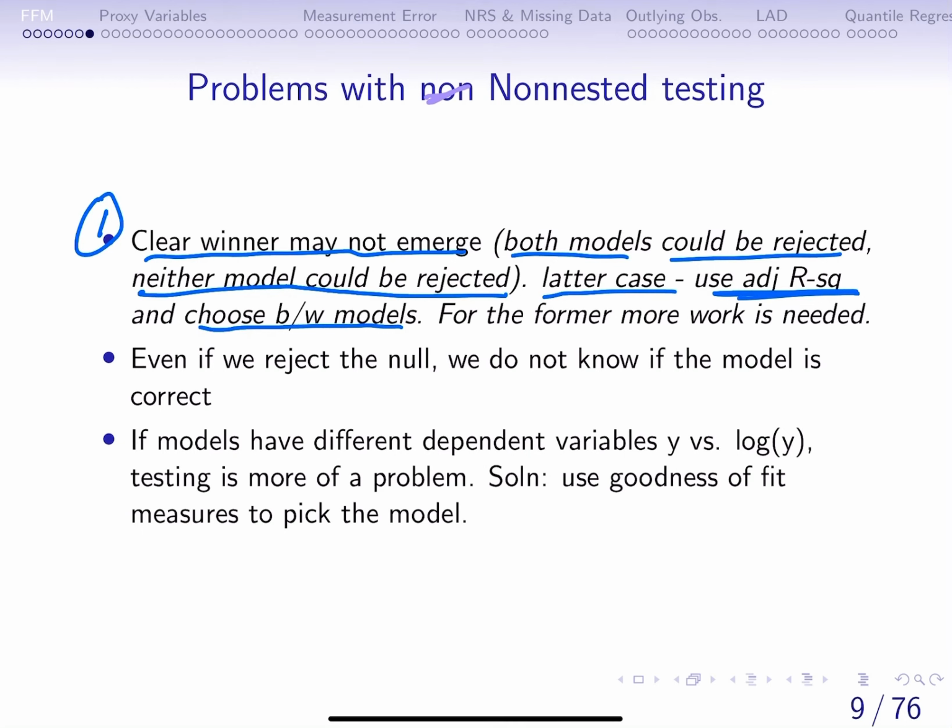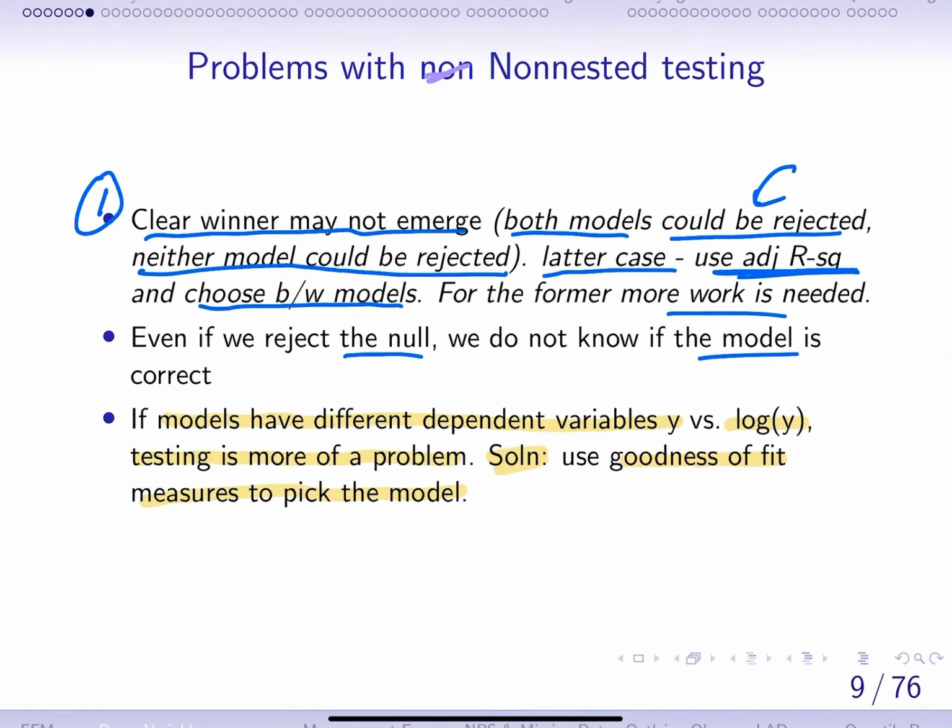But if not, if let's say you're rejecting both models, then you have to do more work. If we reject the null, we don't really know if the model is correct, right? We don't know what we are leaning towards. So kind of the bottom line here is that if models have different dependent variables, y versus log y, testing is more of a problem. And we can just use this solution of goodness of fit, looking at R-square, adjusted R-squares to pick the model that we are going to work with.